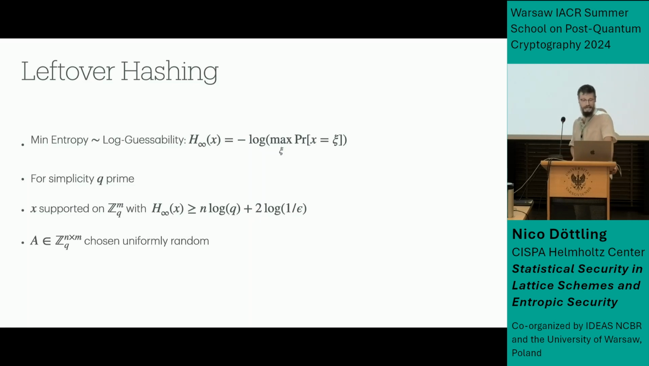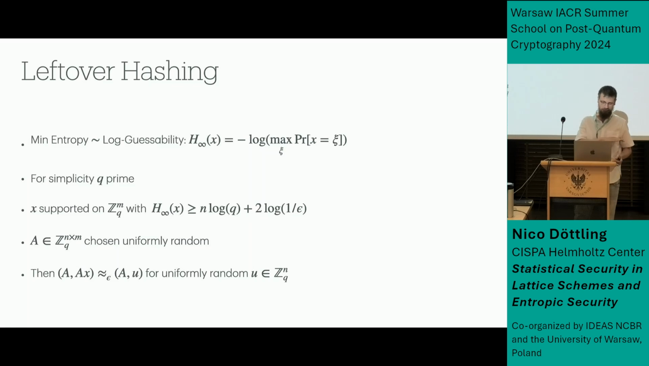And now let's take ourselves a uniformly random Z_q matrix A with dimensions n times m. Then the leftover hash lemma says that A and A times x, the hash value of x, so to speak, is epsilon close, and if epsilon is negligible, it's statistically close to A comma u for a uniformly random u. So this hashing operation completely smoothes out such a non-uniform but high min entropy distribution X.